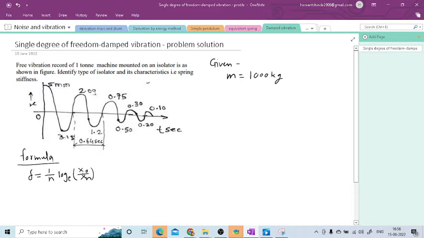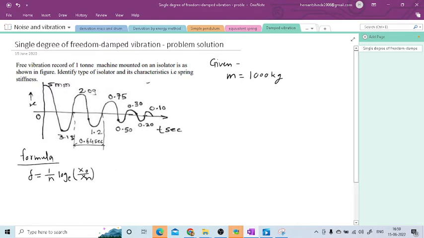Now what is this x naught and what is this xn? This x naught is the amplitude for the first cycle, here you can see the amplitude for the first cycle is 5 mm, and xn means the amplitude for the nth cycle. So if I consider 1 cycle, after the first cycle the amplitude is 2.09, so n is equal to 1 and the xn value is 2.09. If I consider the second cycle, then this value will be 0.75, and here we will have to put the value of n as 2. You can select any number of cycles because they have given almost 4 cycles in this graph.